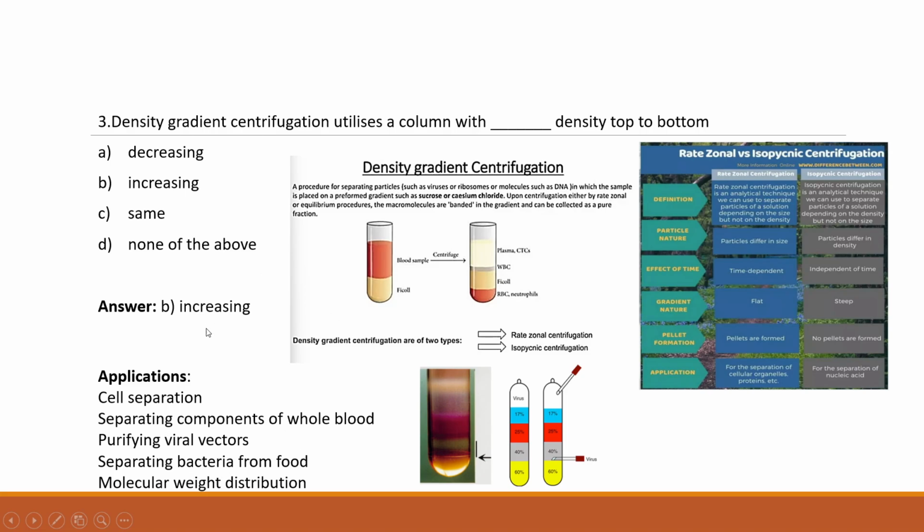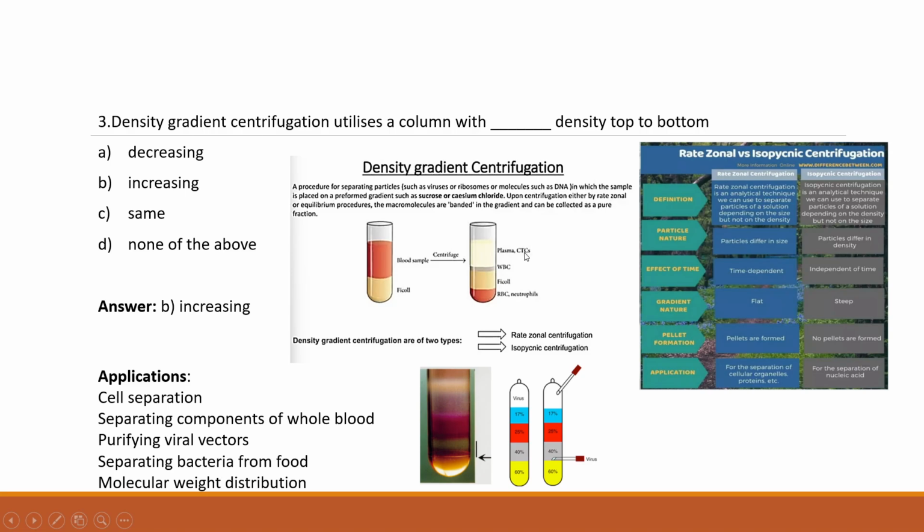So the major application of density gradient centrifugation is cell separation. Like you saw here, the plasma, WBC, RBC, all these are separated. So different types of cells with different densities you can separate. Then separating components of whole blood. So this is your whole blood sample in this example. You saw how the plasma was separated, WBC was separated. Here this is not a complete separation of your cell types and components. This is your whole blood separation.